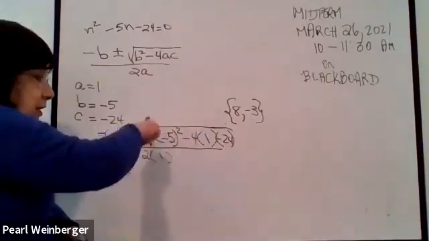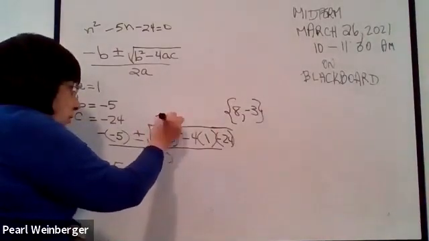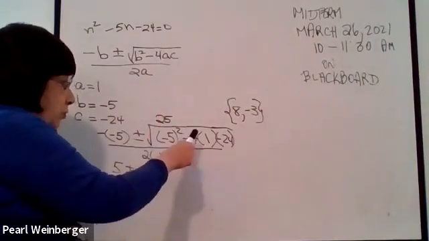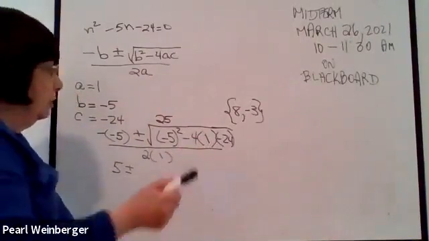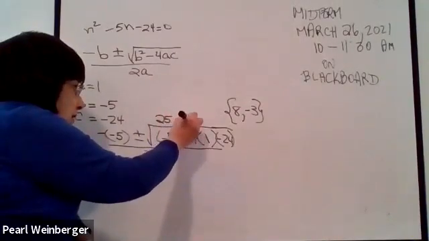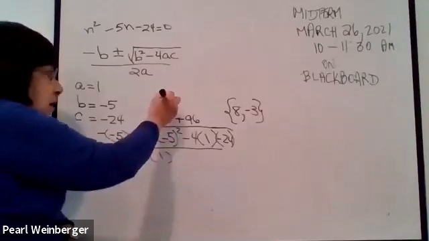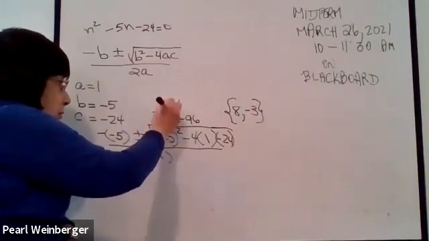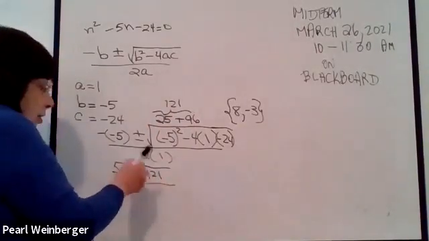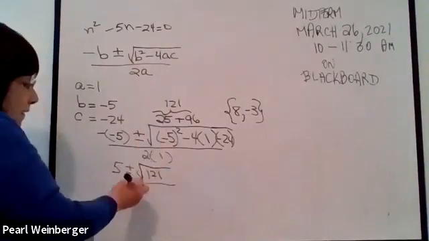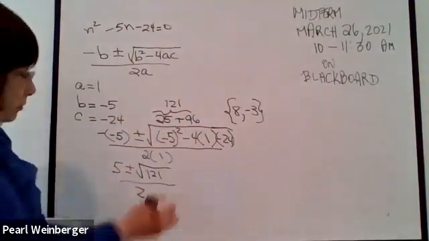Now here's where we have to be really careful. Negative 5 squared is negative 5 times negative 5, which is positive 25. And then I have negative 4 times 1 is negative 4. And negative 4 times negative 24 is plus 96. And when I add the 25 and the 96, I get 121. So this is the square root of 121 all over 2 times 1, which is 2. So the big thing when you're using that formula is simplifying what's inside your radical.